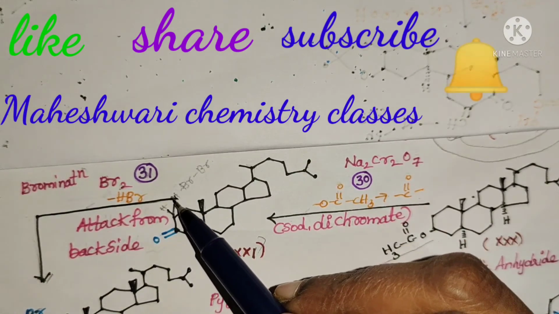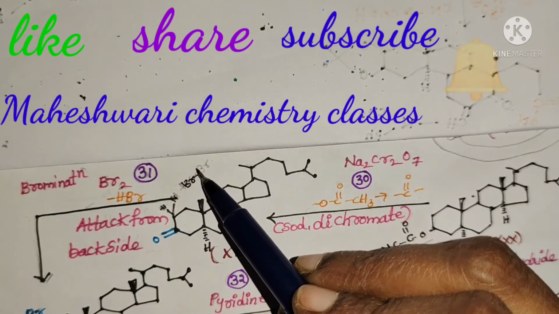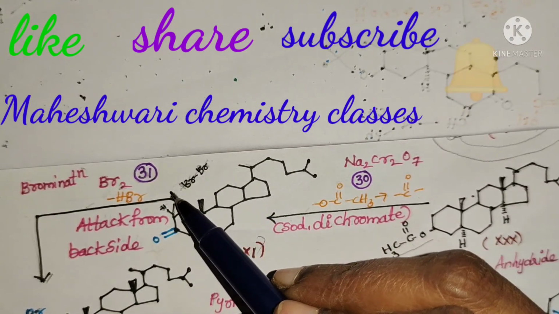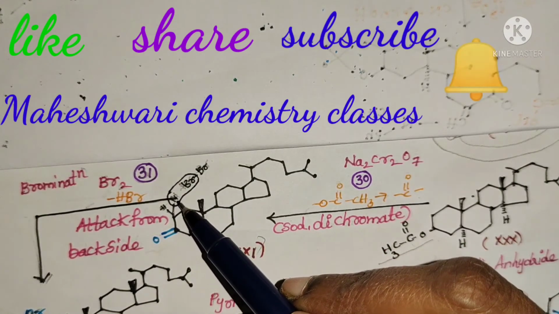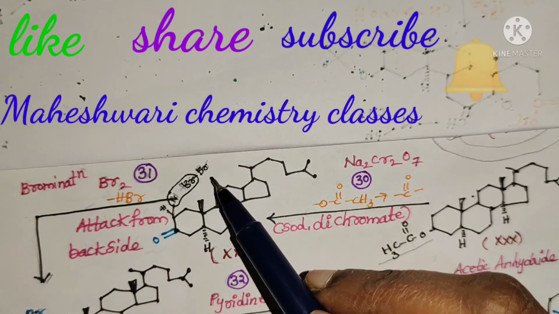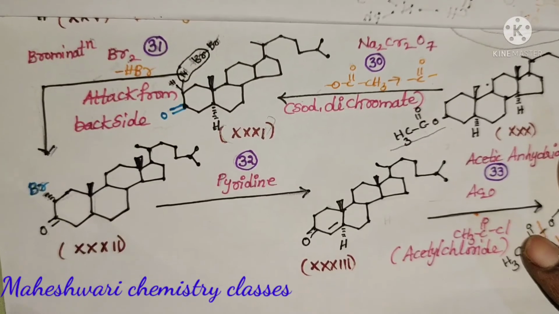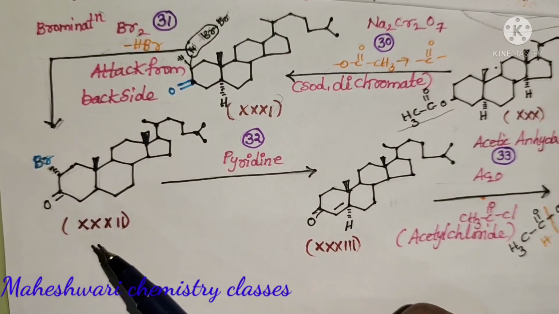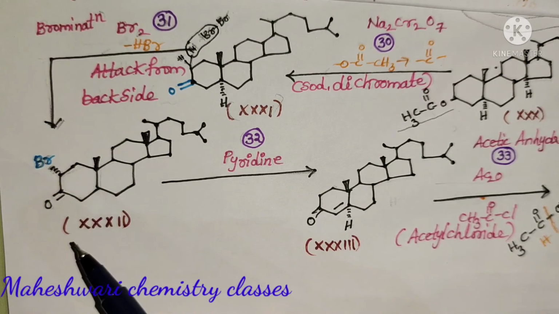From these 2 hydrogens, the bromine molecule, right? The bromine molecule is nothing but 2 bromine atoms. It will take hydrogen from here as H plus. This is Br minus. Both are eliminated as HBr. In the place of this hydrogen, bromine is attacked and forms this kind of compound. That is nothing but the 32nd compound.